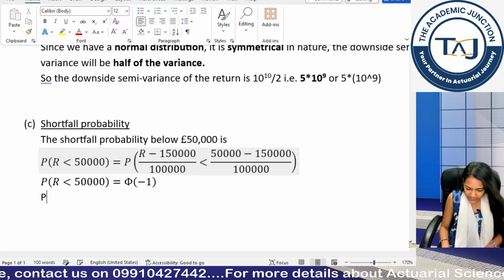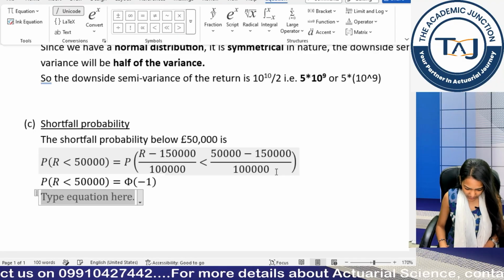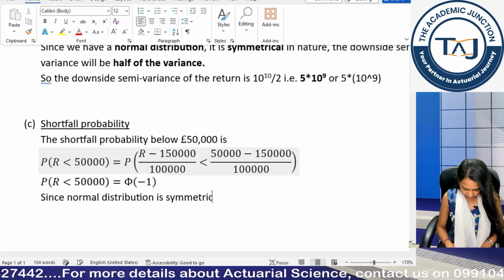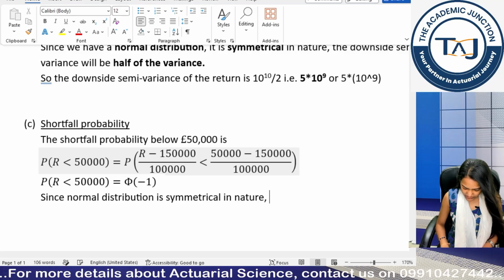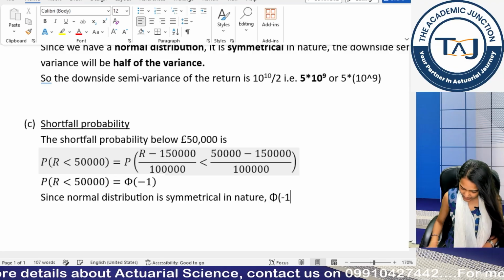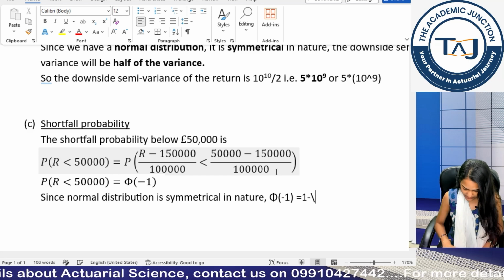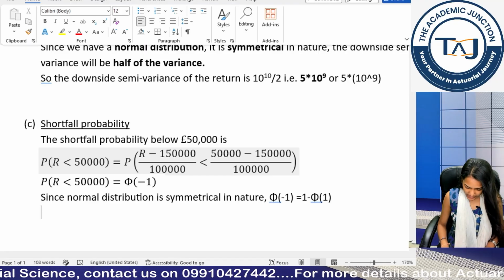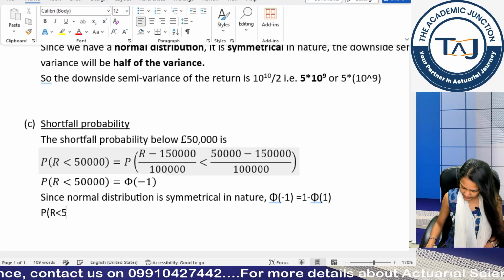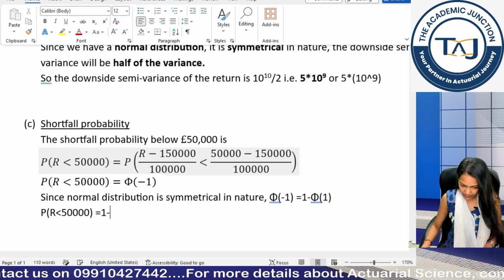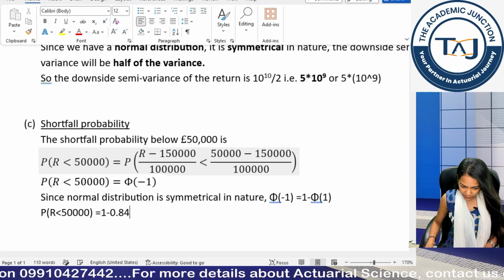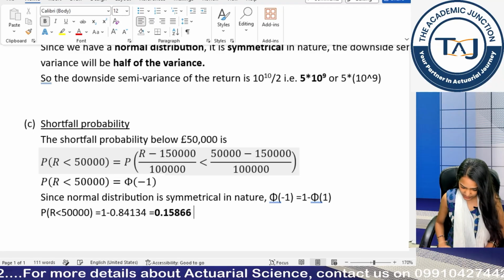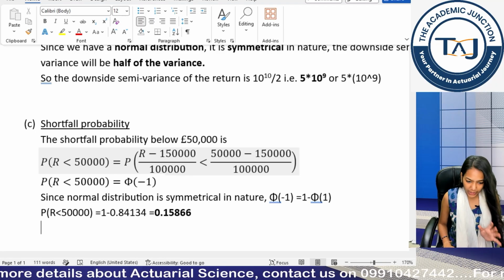And how do we solve this minus 1 thing? We know that it is symmetrical, so I will write that since normal distribution is symmetrical in nature, what we can do is backslash capital Phi of minus 1 will be equal to 1 minus Phi of positive 1. Okay. So what we get is, R less than 50,000 is equal to 1 minus 0.84134 is equal to control B 0.15866.